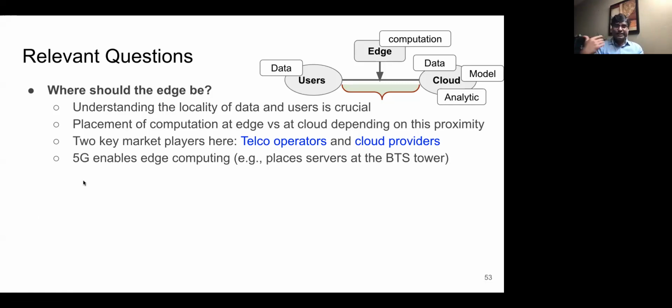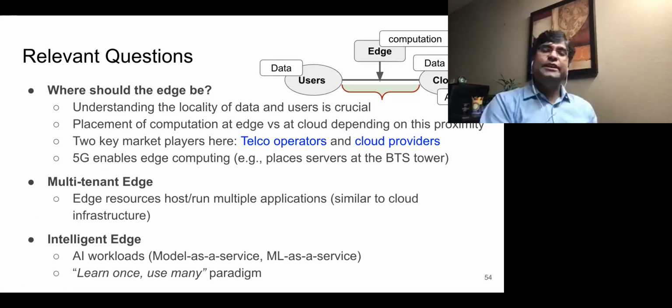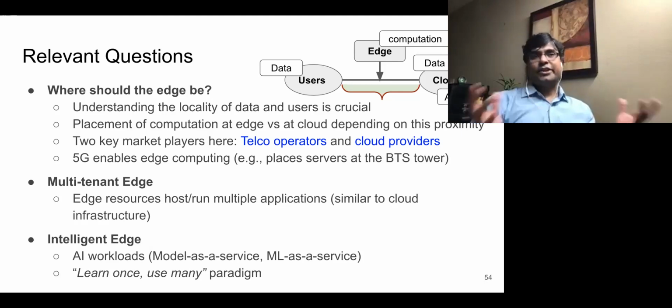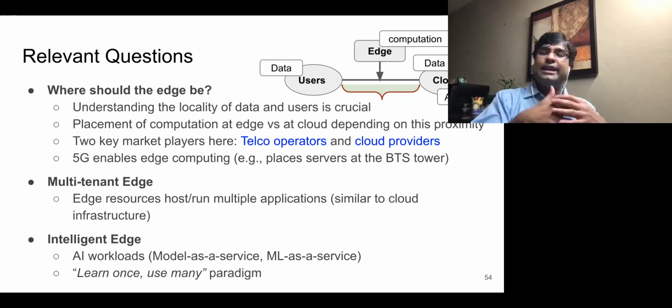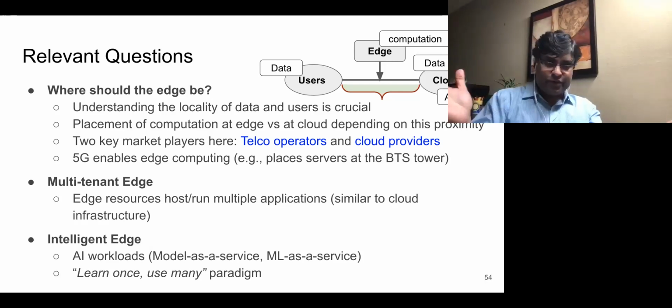5G, the evolution of 5G that we are seeing, is evolving through this time and being realized in many countries. 5G enables edge computing in a certain way. One example is that 5G allows deploying servers or containers at the cell tower base station through network virtualization and other techniques. And of course, in the future more and more edge computing will appear. Then we can think about a scenario with a multi-tenant edge. That means edge resources can host multiple applications across multiple users, similar to cloud infrastructure. The way cloud infrastructure is shared across a wide set of users, edge resources can also be shared across a wide set of users. That is becoming a reality.